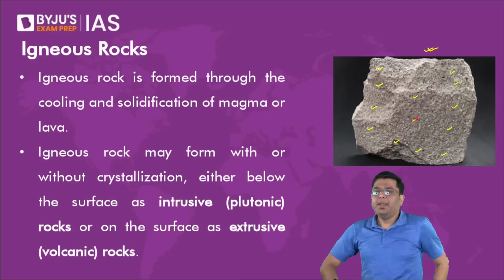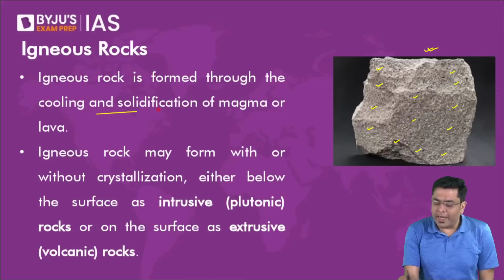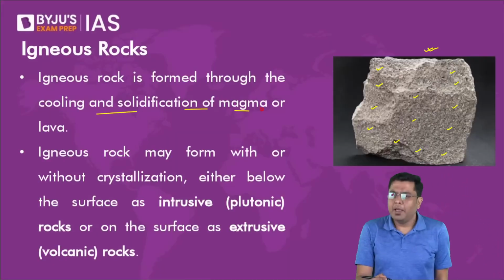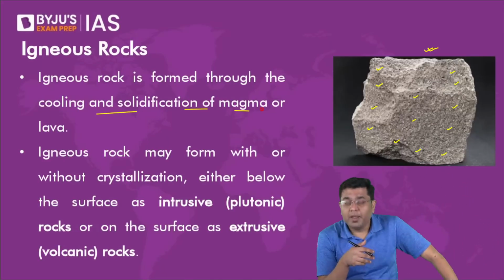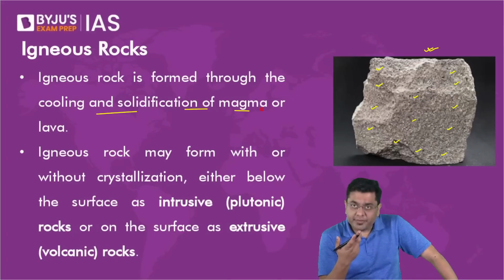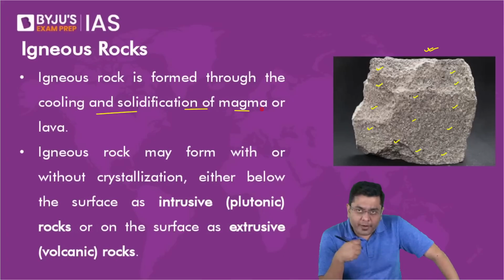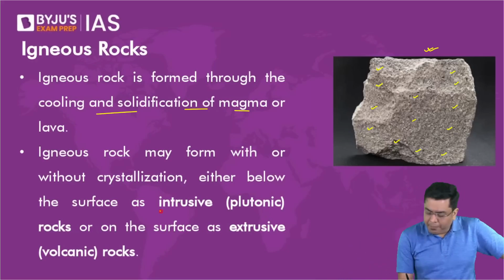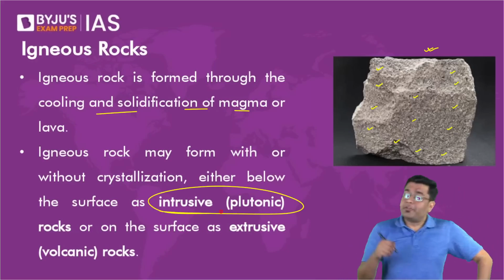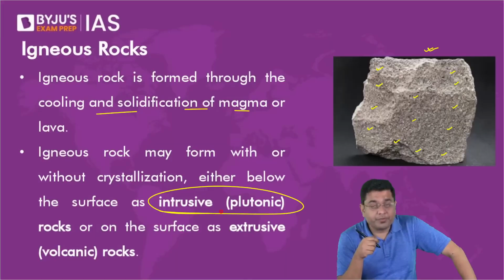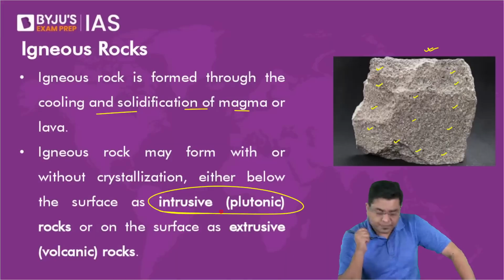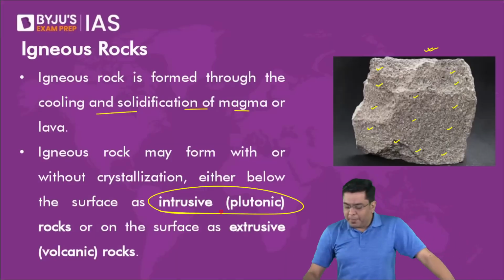So basically, igneous rock is formed through the cooling and solidification of magma or lava. That solidification can happen in the interior or on the surface. When it happens in the interior, it is also referred to as intrusive, right? Or the plutonic rocks. Whereas when it happens on the exterior, it is also referred to as extrusive or the volcanic rocks.